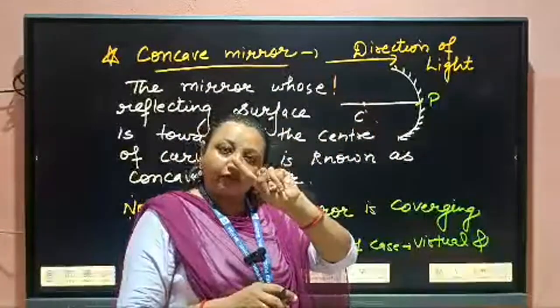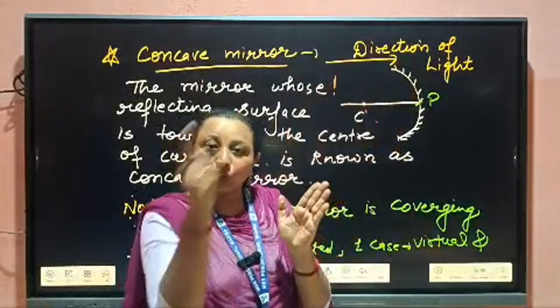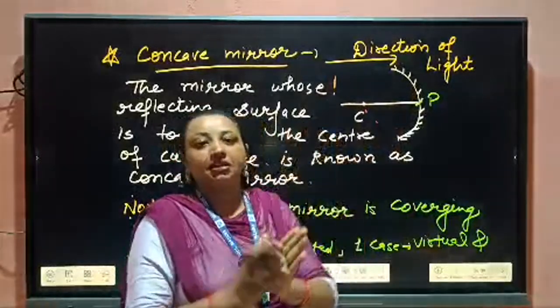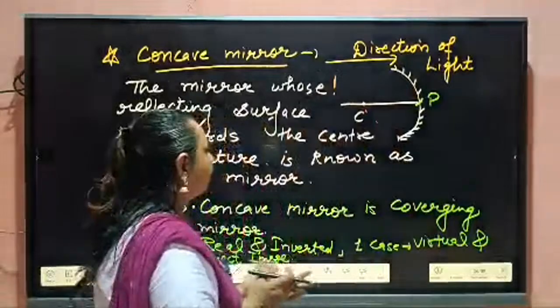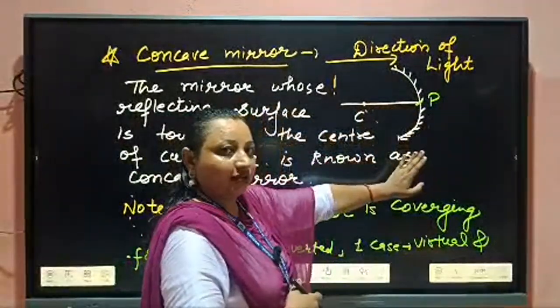The center of the sphere whose mirror is a part. उस sphere का center जिससे मिलके mirror बना हुआ है, that is center of curvature. तो जिसका reflecting part towards the center of curvature होता है, that is concave mirror.